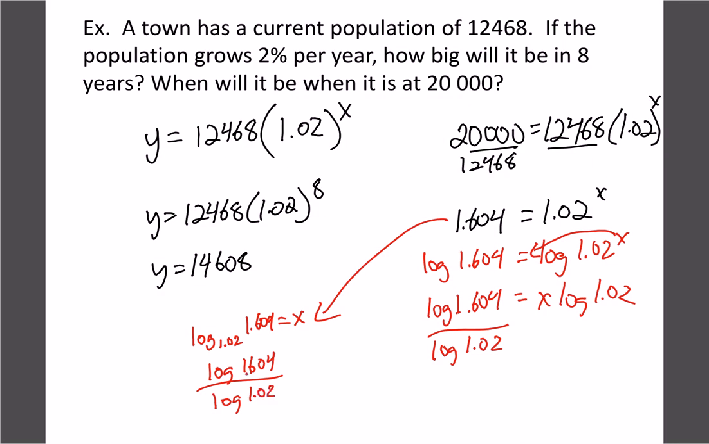So if we actually do that, if we go log of 1.604, divide that by log 1.02, we actually get 23.86 years. So roughly 23.9, or approximately 24 years, would be when that population would hit 20,000 people. And that's all.